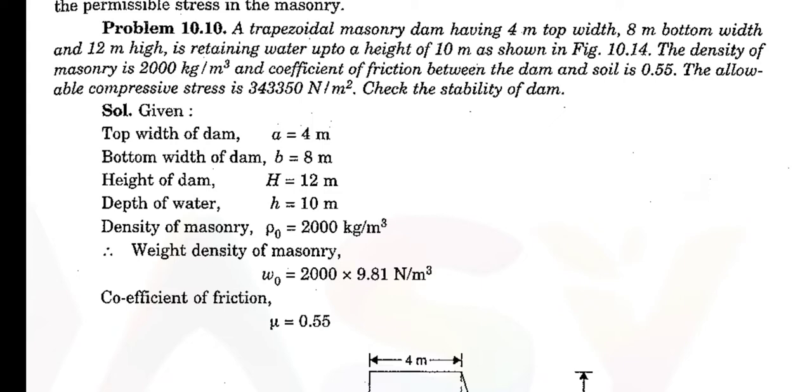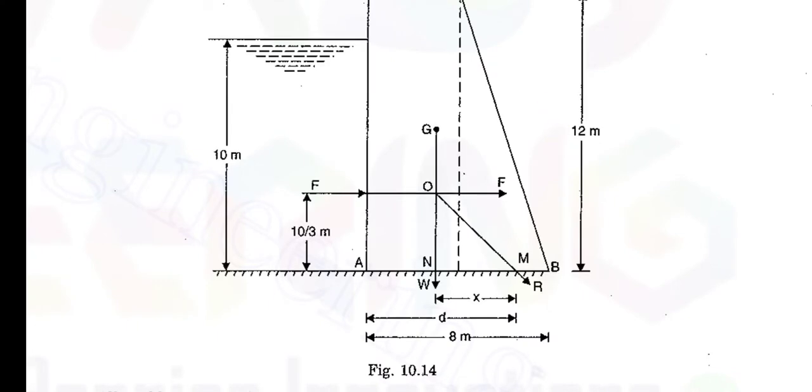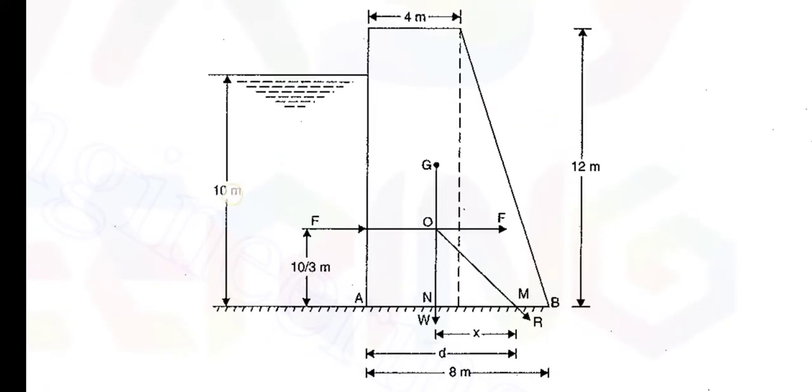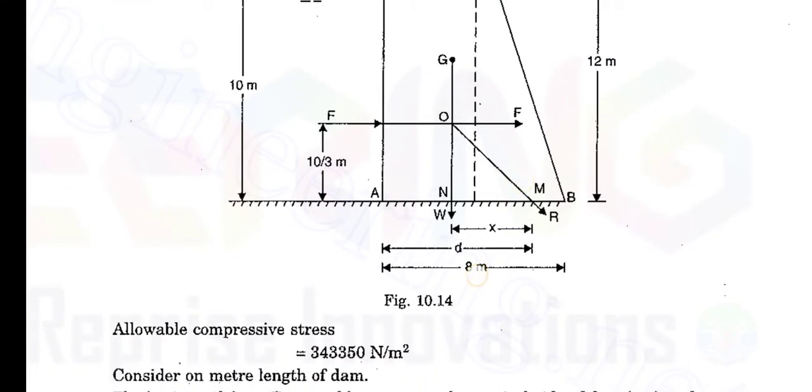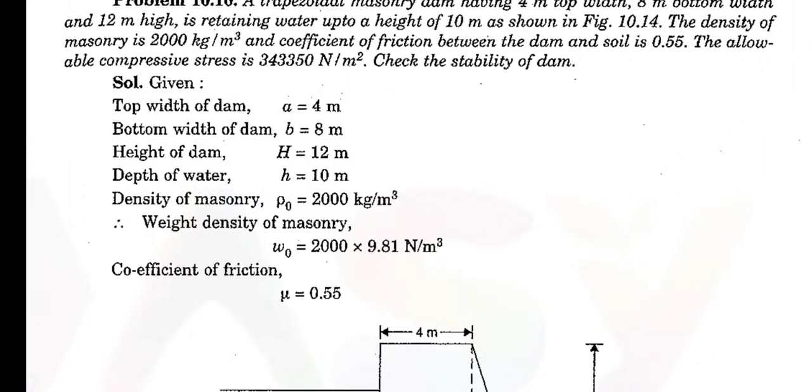Okay, they have given the dimensions and everything. Now we have to check the dam. You can see the top width and the bottom width, so it is a trapezoidal section with a vertical face. This is a typical diagram. It has 10 meters of water height, 12 meters of dam height, 4 meters top width and 8 meters bottom width. The horizontal water force is F, the total weight force is W and the resultant force R. So the given data are A equal to 4, B equal to 8, that is top and bottom width. The capital H is the height of the dam, small h is the height of the water.